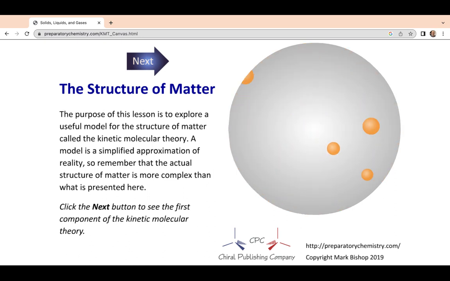So, structure of matter. The purpose of this lesson is to explore a useful model for the structure of matter. This is called kinetic molecular theory. This is a very useful theory to help you understand what's going on at the molecular level for solids, liquids, and gases, and really lots of different properties of matter. A model is basically a simplified approximation of what we see in reality. So remember that the actual structure of matter is more complex than what is presented here.